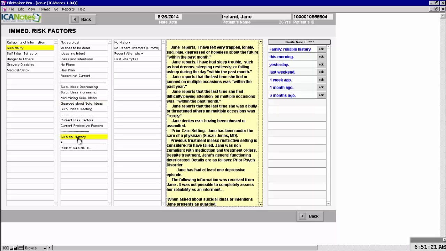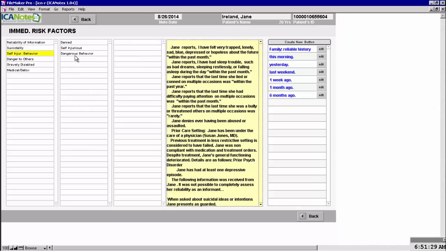Under suicidal history, there has been some recent attempts or past attempts. You can capture that. Self-injurious behavior, dangerous behaviors, unsafe driving while intoxicated perhaps, danger to others, denied. Is this patient gravely disabled? Yeah, this patient has psychotic features, hallucinations, and let's say they're tactile type.